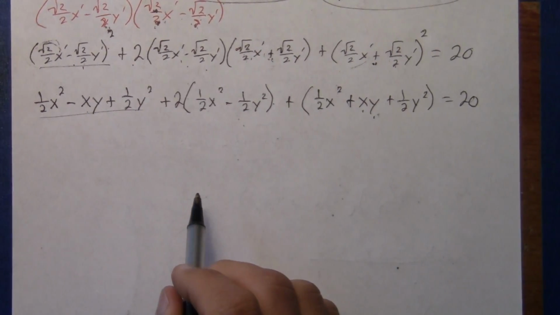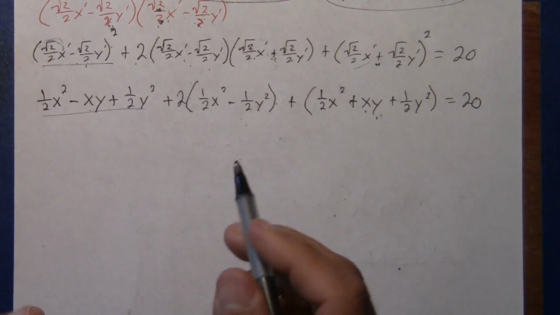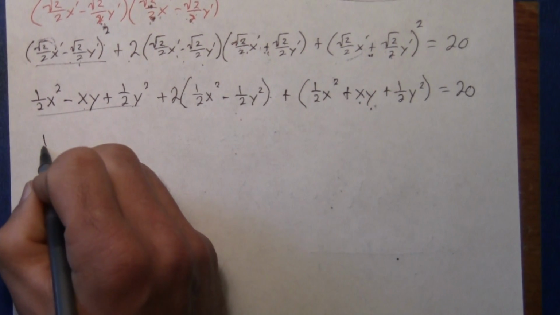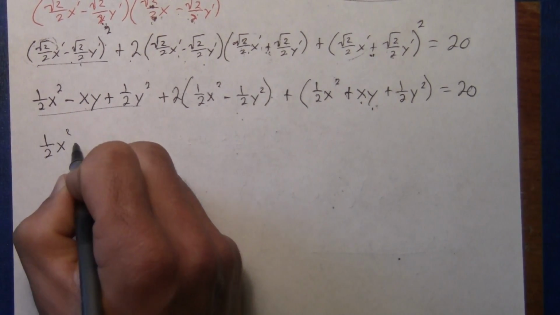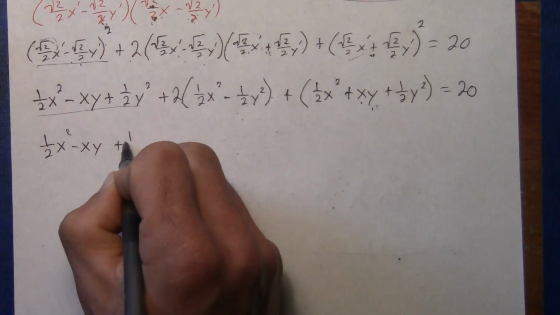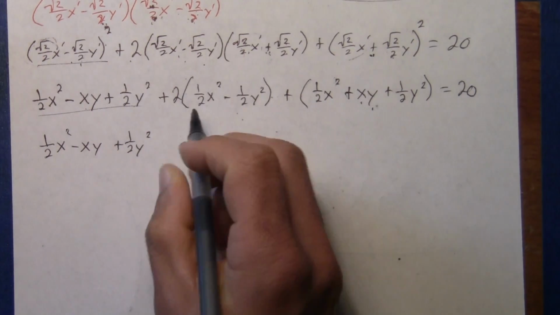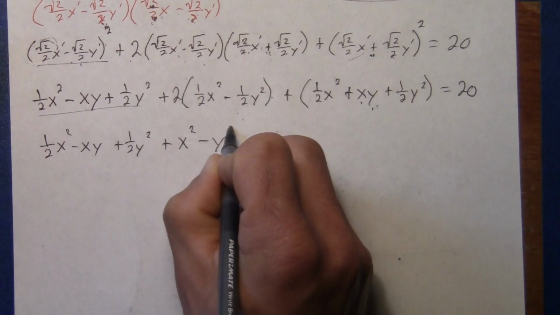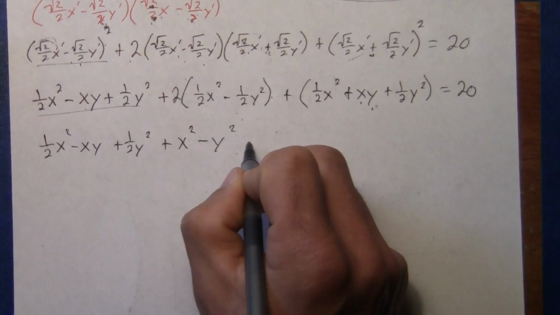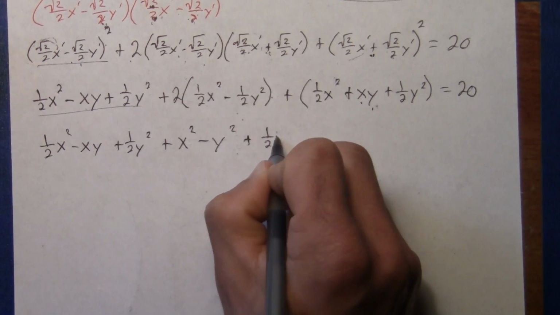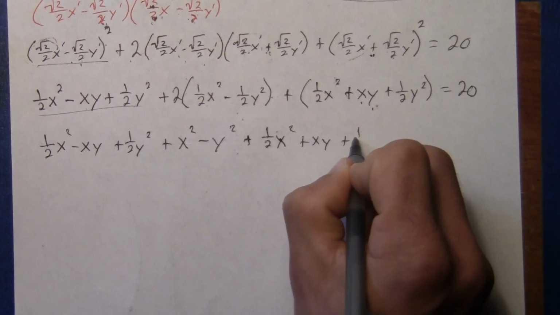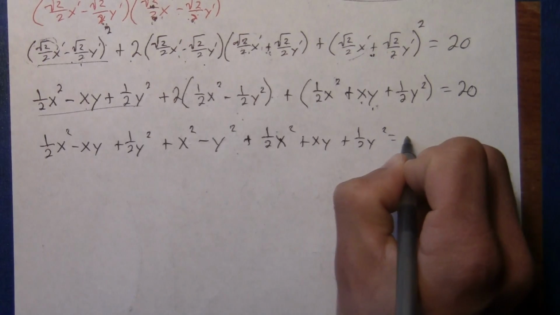Last thing I'm going to do before I start doing anything else is distribute and get rid of all these parentheses. So nothing to do here. It's 1/2 x squared minus xy plus 1/2 y squared. Going to distribute the 2, so that's going to give me a positive 1x squared, a negative 1y squared, and I really don't need parentheses there, so I'll just drop those off. 1/2 x squared plus xy plus 1/2 y squared is equal to 20.